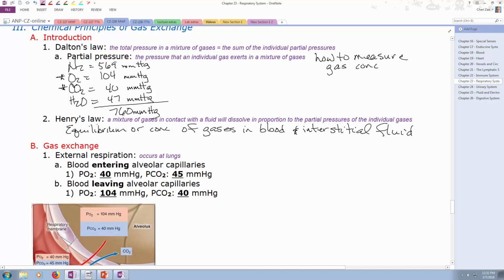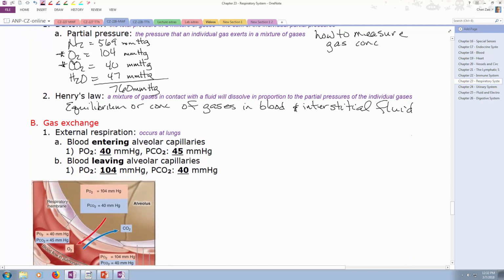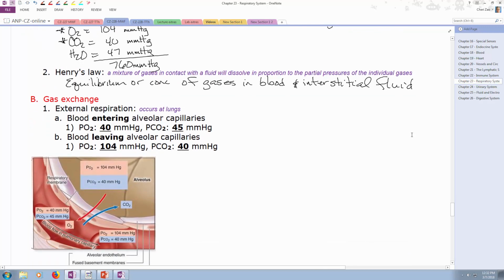We have two definitions of gas exchange, because now we're doing respiration. Respiration is gas exchange, and we have two areas of gas exchange. One is called external respiration, and the other is internal respiration. External respiration occurs at the level of our lungs. Internal respiration occurs at the level of our tissues.